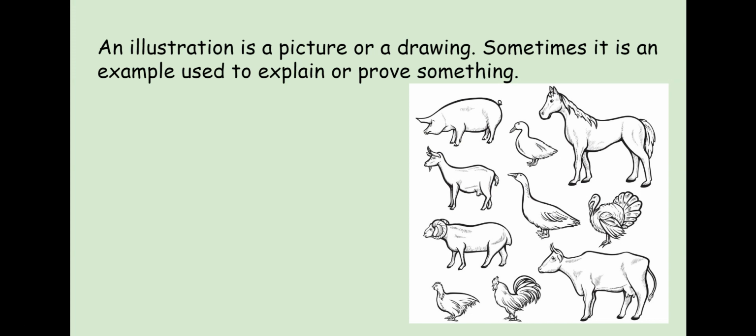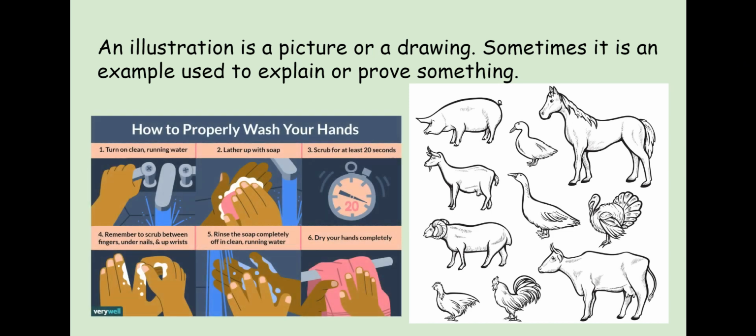An illustration is a picture or a drawing. Sometimes it is an example used to explain or prove something. So here I have an illustration, or drawings, of different kinds of animals you see on a farm. Here is another illustration. In this illustration, it's explaining something to us. It's explaining each step of how to properly wash our hands.